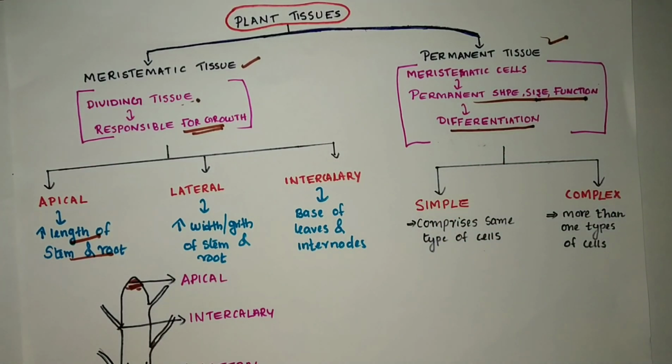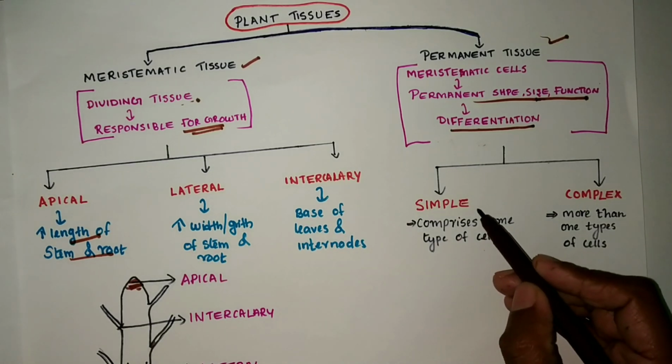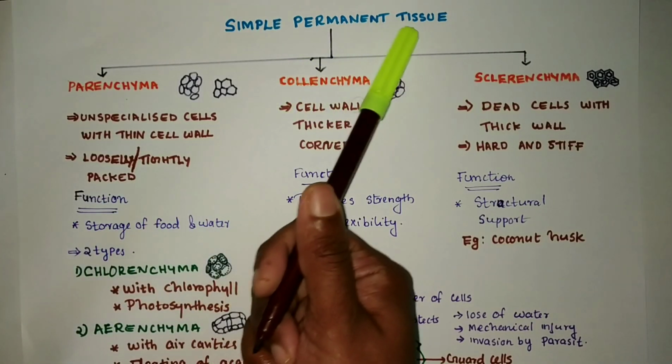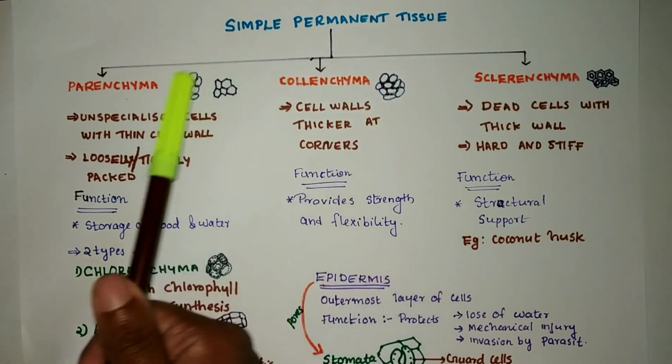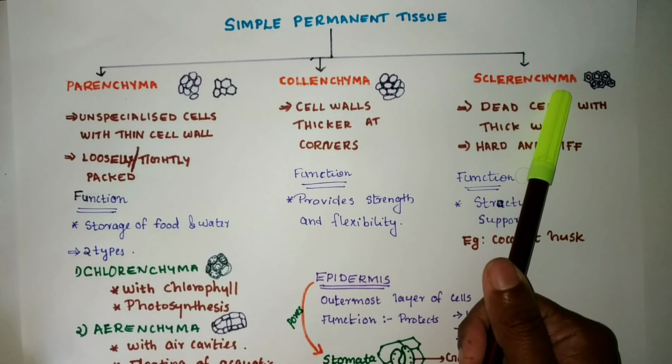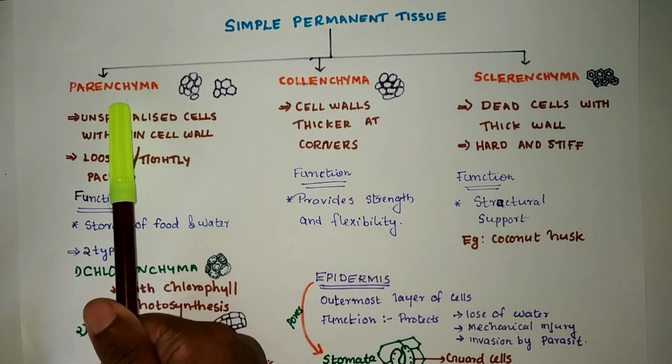Permanent tissues are divided into two, simple permanent tissues and complex permanent tissues. Simple permanent tissue comprises the same type of cells, but complex permanent tissues comprise more than one type of cells. Simple permanent tissue is divided into three: parenchyma, collenchyma and sclerenchyma. First we will discuss parenchyma.